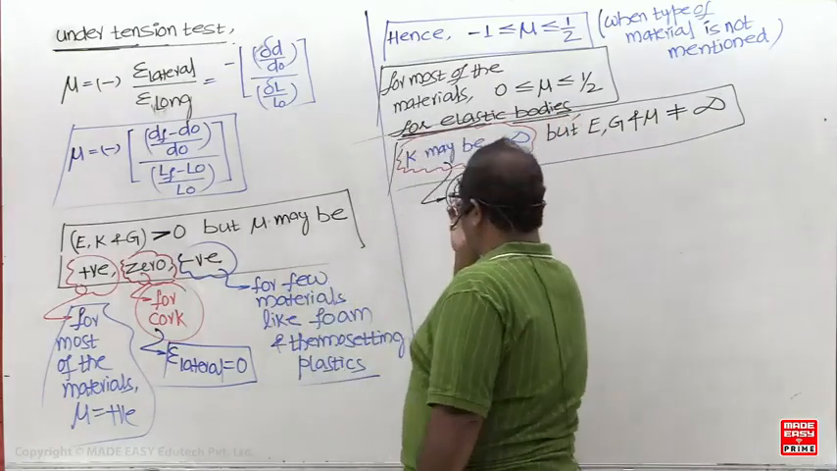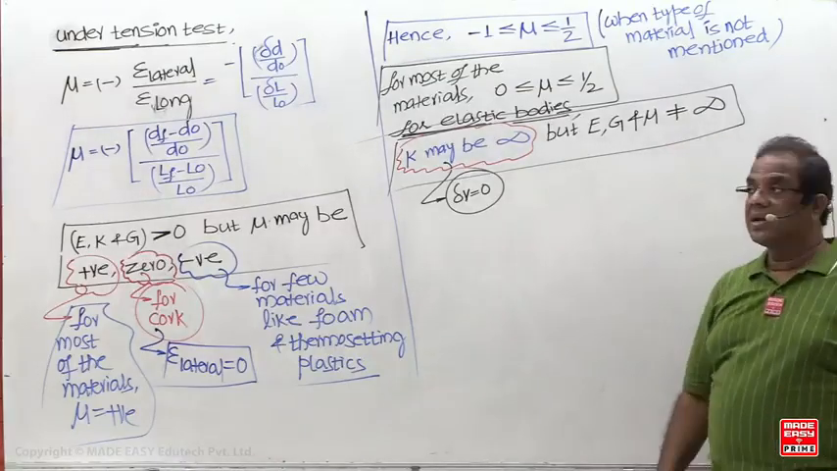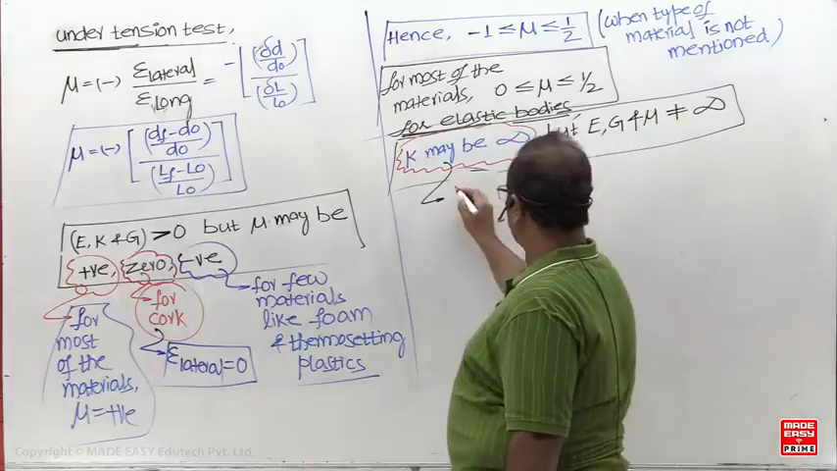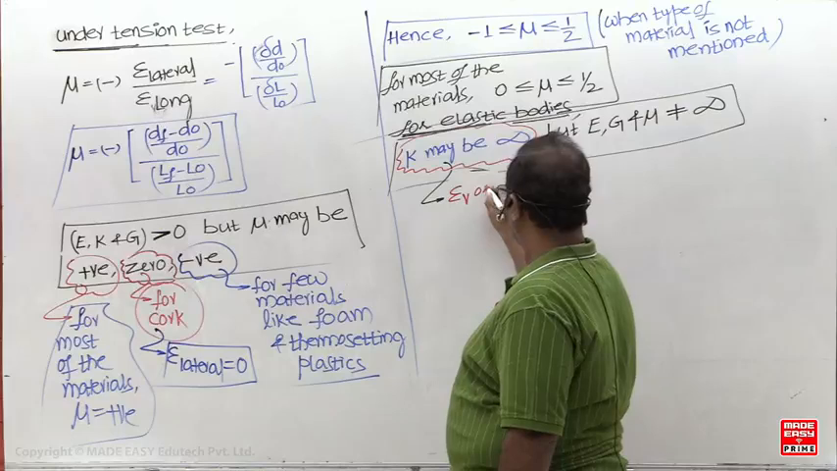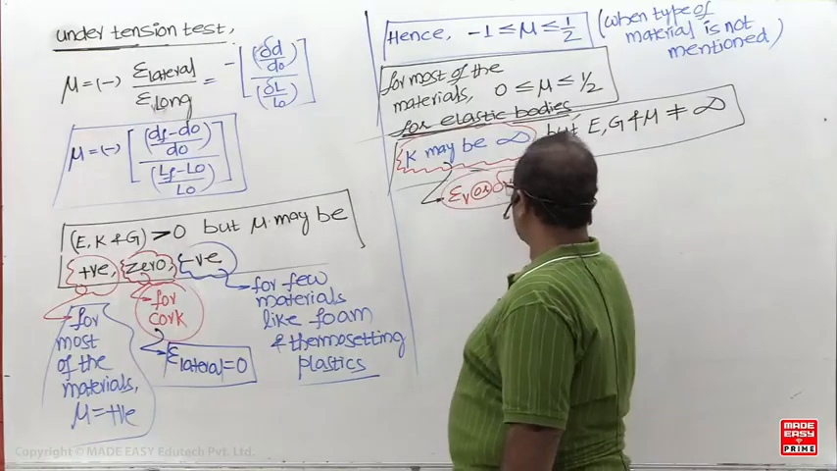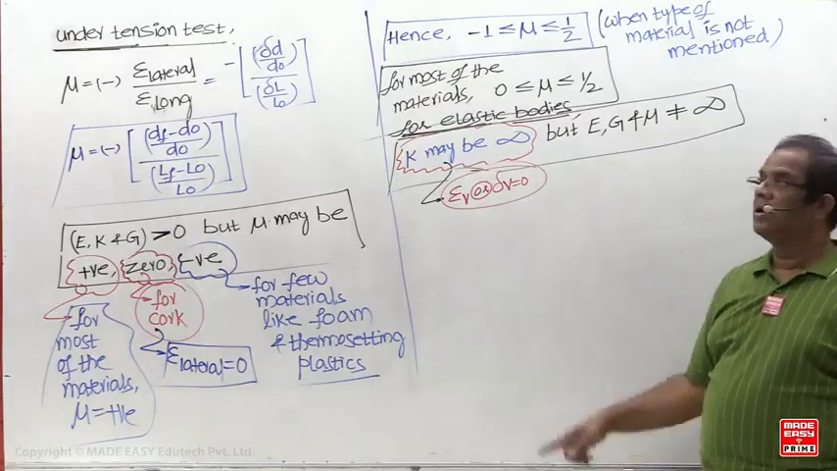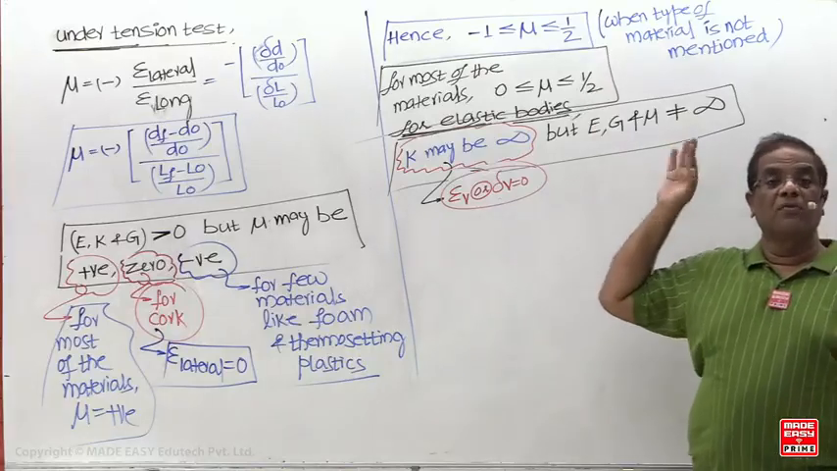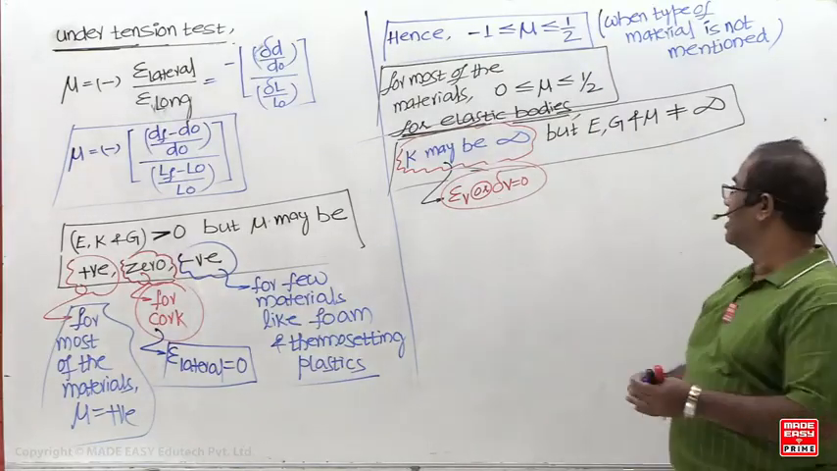Elastic bodies. For elastic bodies, K may be infinity. K infinite means volumetric strain is 0, which means change in volume is 0. Change in volume may be 0, but longitudinal strain will never be 0. If longitudinal strain is 0, it is a rigid body, when E is equal to infinity.